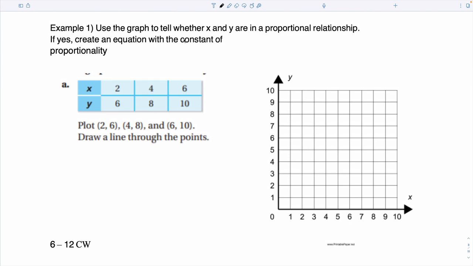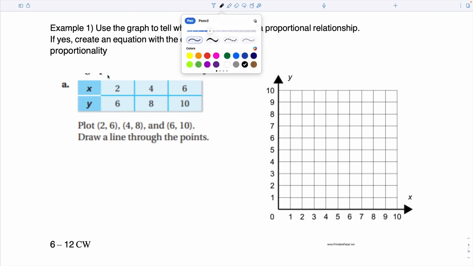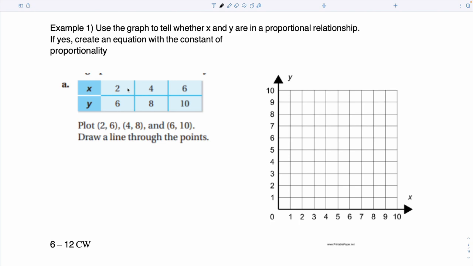Use the graph to tell whether x and y are proportional. If yes, we're going to create an equation, which I don't want you to do yet. We'll do the equation later. Let's plot it. This time you have an x and a y, and your ordered pair first is 2, 6. Since it's a horizontal table, you're going to look at x and y across from each other and graph that. Then graph 4, 8. Then graph 6, 10.